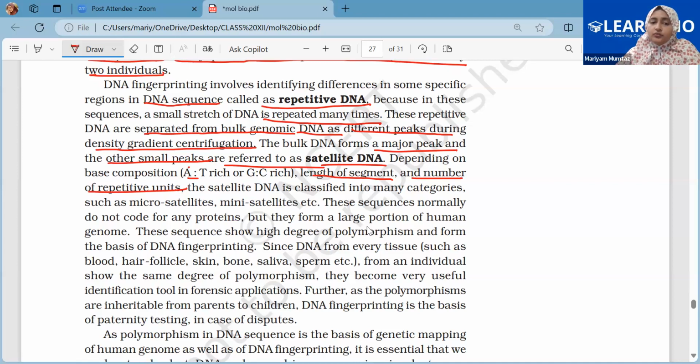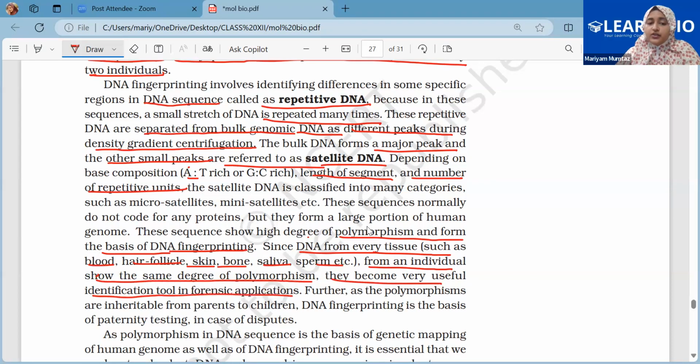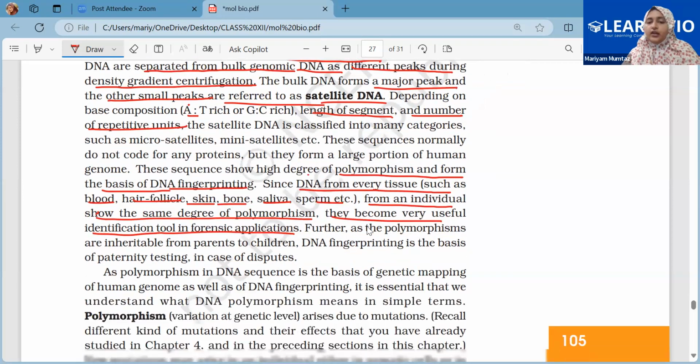These sequences normally do not code for any protein, but they form a large portion of the human genome. These sequences show a high degree of polymorphism and form the basis of DNA fingerprinting. Since DNA from every tissue, such as the blood, hair follicle, skin, bone, saliva, sperm, from an individual shows the same degree of polymorphism, they become a very useful identification tool in forensic application.